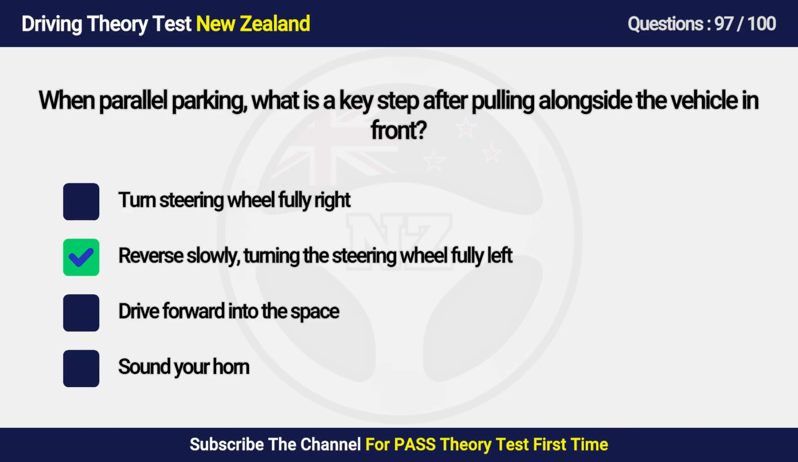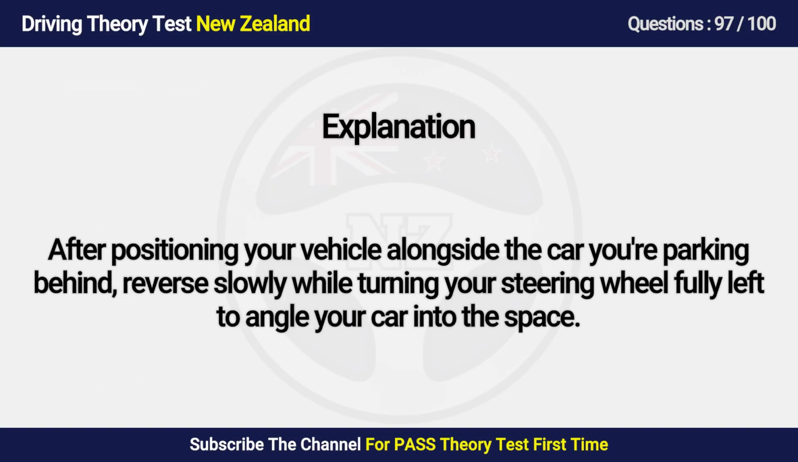Answer is B. Reverse slowly, turning the steering wheel fully left. After positioning your vehicle alongside the car you're parking behind, reverse slowly while turning your steering wheel fully left to angle your car into the space.